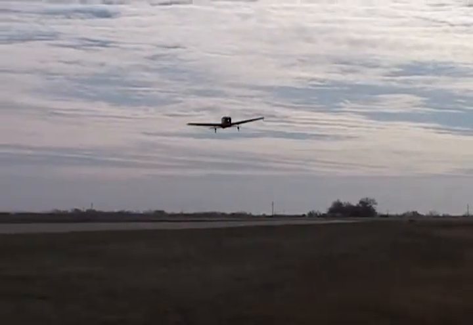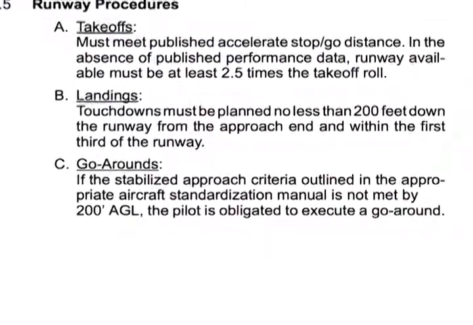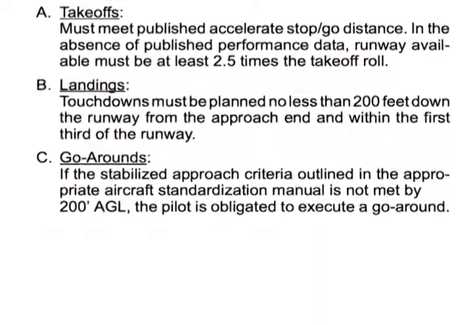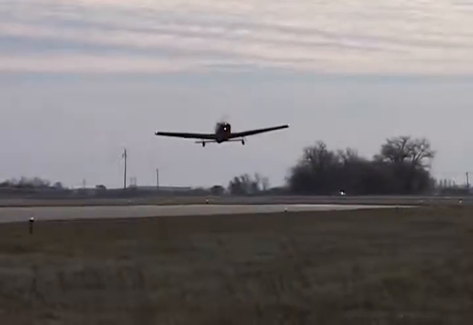At UND Aerospace, several measures have been taken to help mitigate the chance of possibly having an accident occur during the landing phase. The UND policies and procedures state that if the stabilized approach criteria outlined in the appropriate aircraft standardization manual is not met by 200 feet AGL, then the pilot is obligated to execute a go-around. So the question becomes, what exactly is this stabilized approach that requires the pilot to execute a go-around prior to 200 feet AGL? Well, in this lesson, let's break down the stabilized approach criteria one by one.